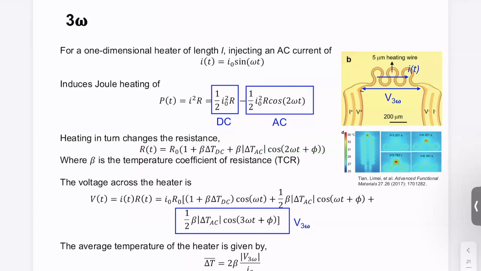So when you try to measure the voltage across this heater, V(t) equals I times R. So you plug I and R into the equation, you are going to get a 3 omega term. This is called V3 omega. So this is a voltage that varies at the frequency of 3 omega. So that's why it's called a 3 omega method. So again, you inject an AC current into the heater, then you monitor the voltage across the heater. That voltage changes at the frequency of 3 omega.